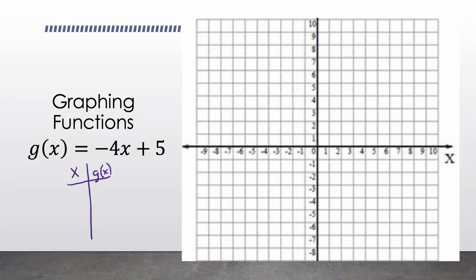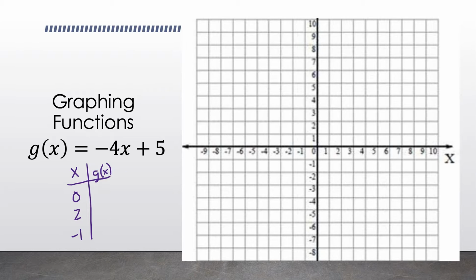Now my recommendation would be that you choose 3 x values. I would always suggest choosing 0 because 0 is easy to plug in. And then I would suggest choosing a positive number, any positive number that you want. I'm going to select 2. And then maybe also a negative number. So I'm going to go with negative 1.